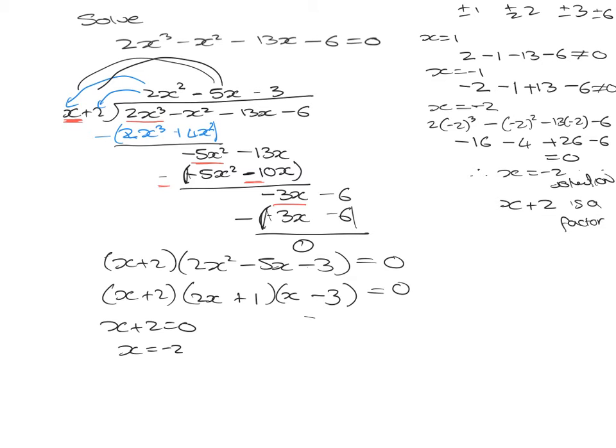We'd establish that. If 2x plus 1 equals 0, then 2x equals negative 1, so x equals negative 1 over 2. And finally, if x minus 3 equals 0, then x equals 3. And these are our three solutions. We were expecting three solutions because the highest power of x is cubed.